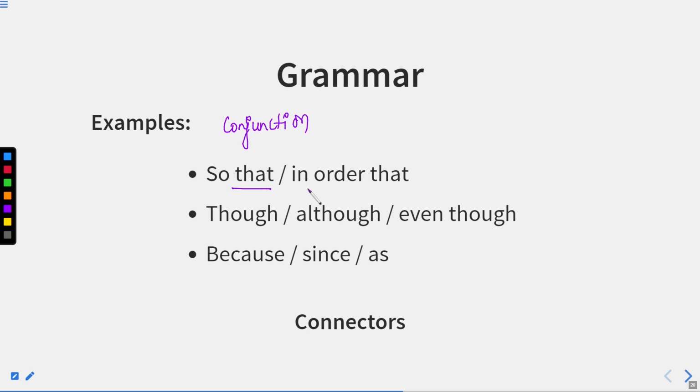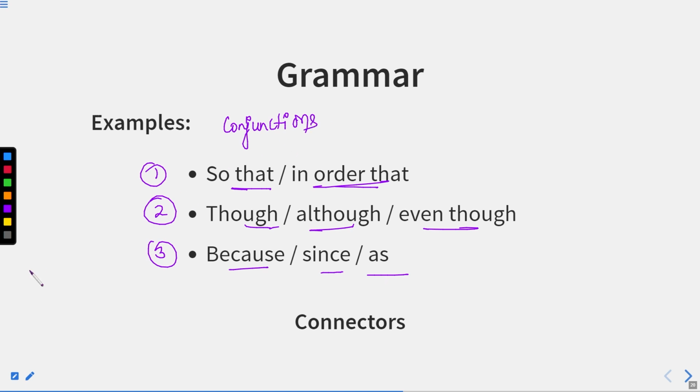So that, in order that. So we can use so that, moreover we can use in order that, for the first sentence. Now for the second sentence: though, although, even though. And for the third sentence, we can use the conjunctions because, since, and as. But these are conjunctions, not prepositions.